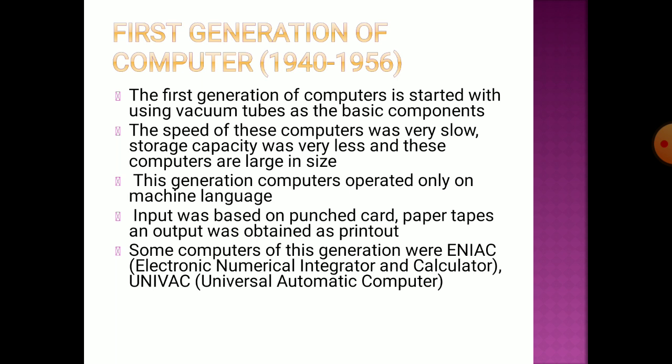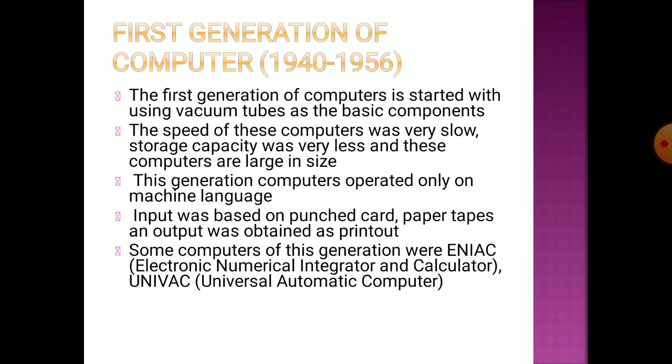How was the input entered into your first generation computers? The input was based on punched cards and paper tapes, and the output was obtained through printouts. There was no keyboard, there was no mouse. So we have to enter the input through punched cards or paper tapes, and the output is through printouts. There was no monitor also. So modern input and output devices were not there in your first generation computers.